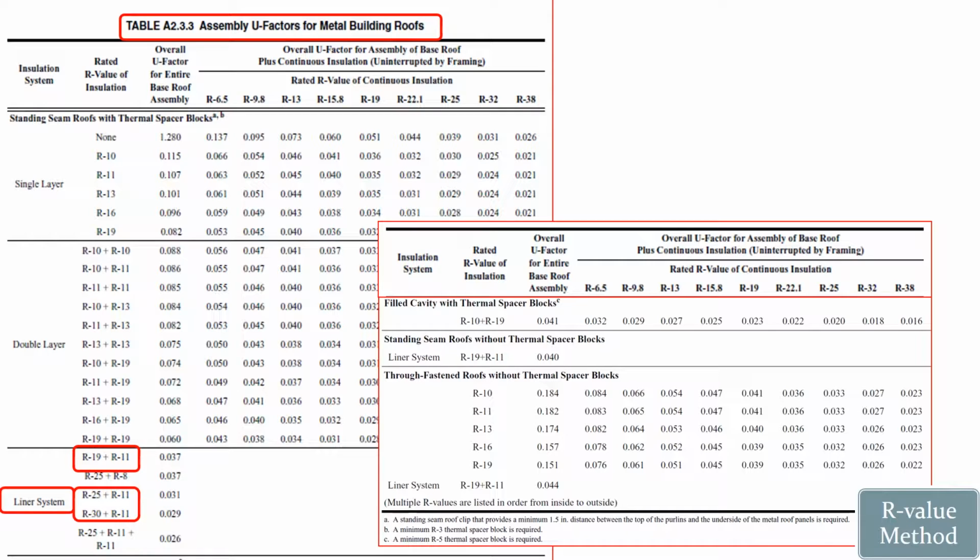So getting back to the R value method, I just wanted to point out the standing seam roof with the liner system, the R19 plus R11, 25, and 30, as prescriptively outlined within the IECC table, assumes a standing seam roof with the R3. So it all lines up in how I explained earlier.